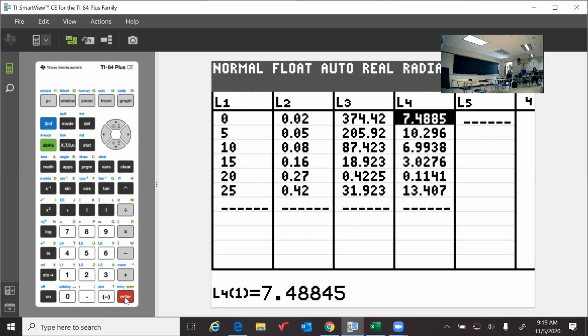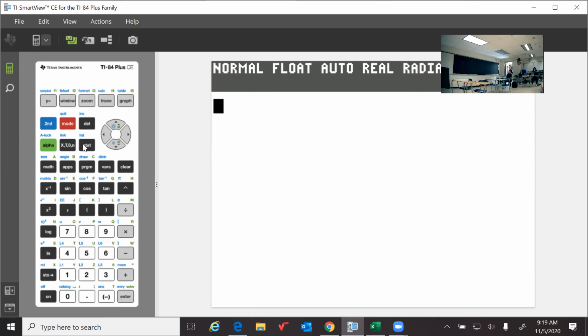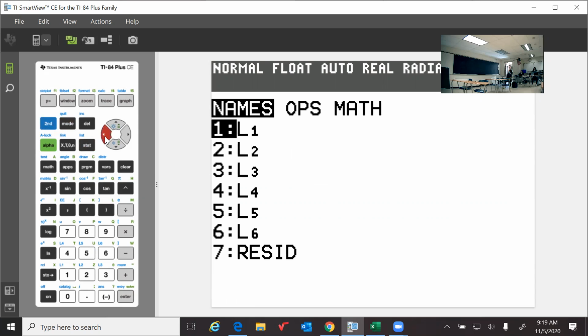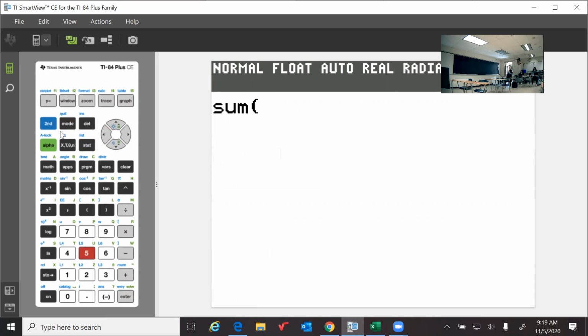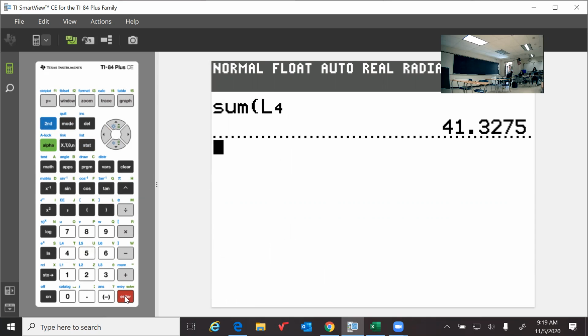Now what? We're going to go to the home screen. Second quit. Second stat. Math. Find the sum of what? Of list 4. That is your variance.